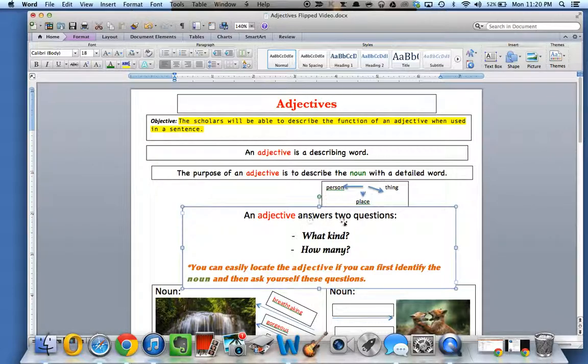But there are two things that you need to keep in mind to help you understand adjectives a little better. An adjective is going to answer two questions, and the questions are what kind and how many. And here's a little tip for you. If you can easily locate the adjective, but first identify the noun in the sentence, then you can ask yourself these questions about the noun about what kind or how many. Let's practice.